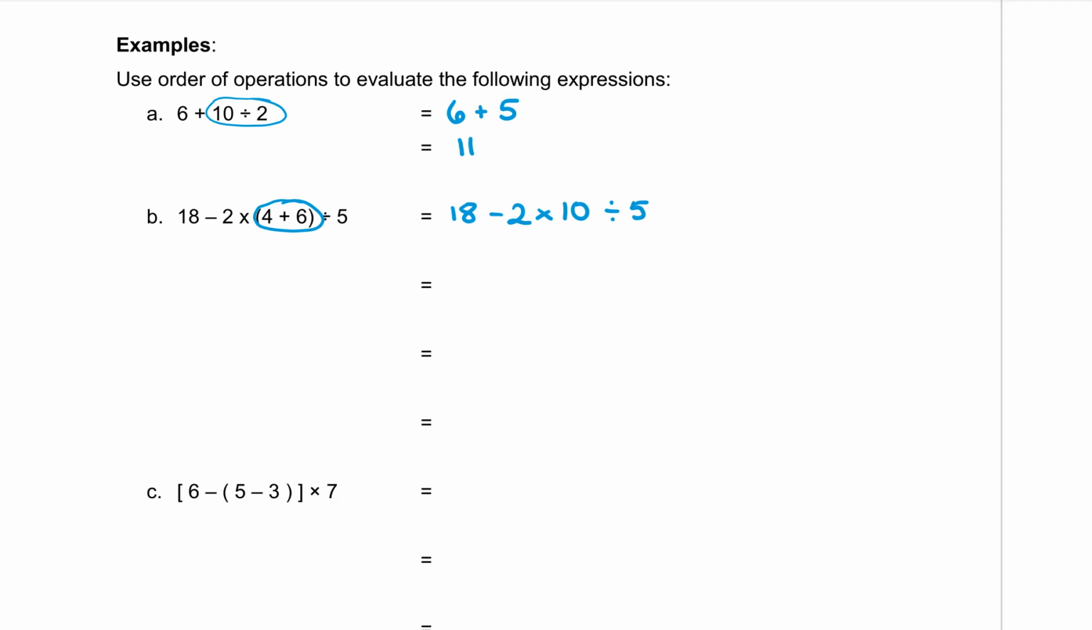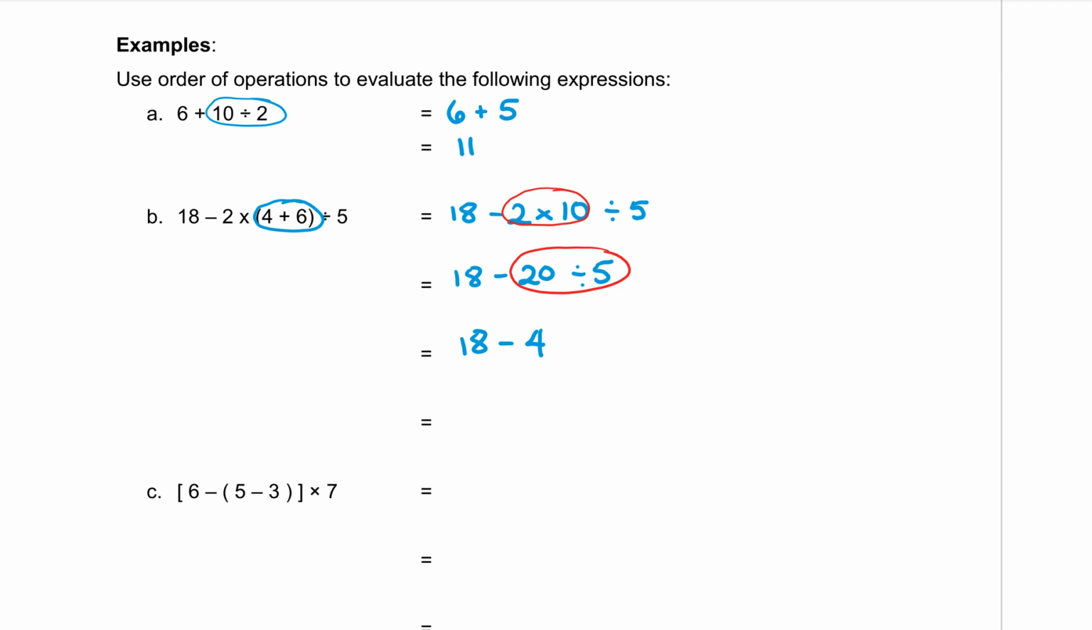Brackets are done. Next, we do multiplication and division. So as we start from the left side, we come to this multiplication first. So let's put a circle around that. That's what's going to happen next. So writing the 18 down, we have a minus sign. 2 times 10 is 20, and we want to divide that by 5. Okay, we haven't finished with the multiplication and division because here is a division now. So that's going to be the next step. So leave the 18 minus, 20 divided by 5 is 4.